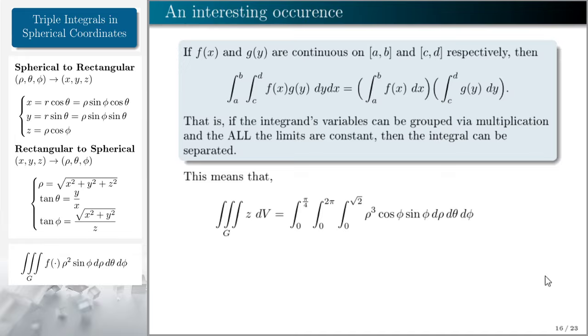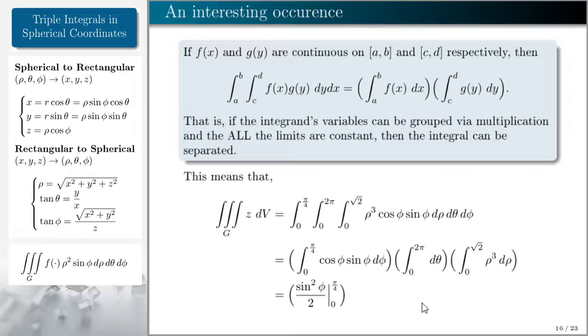What this means is that I can just isolate all the phis. So 0 to pi over 4 will be the limit of phi. We don't have a theta, so that will be from 0 to 2 pi, and all the rhos will be limited from 0 to square root of 2. We can anti-differentiate this all at once. Antiderivative of this is sine squared phi over 2. The other one will just be a 2 pi because that's just the length. And rho cubed will just be rho to the 4th over 4, evaluated from 0 to square root of 2.